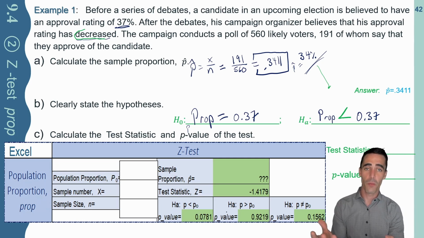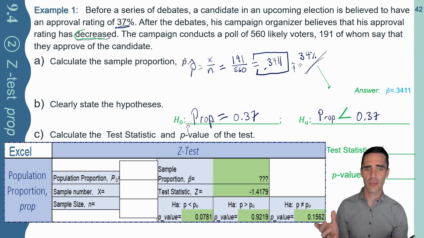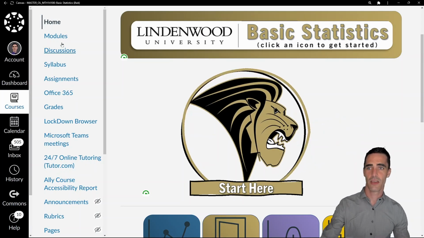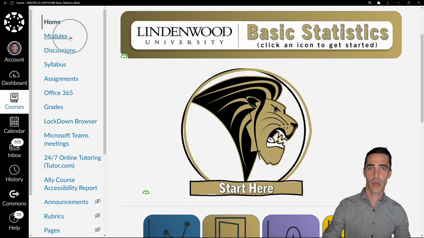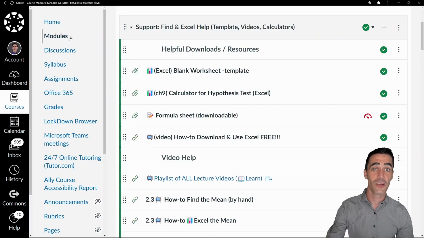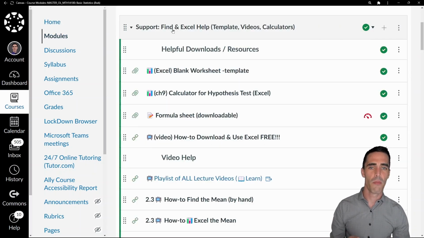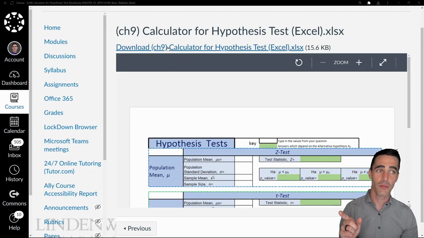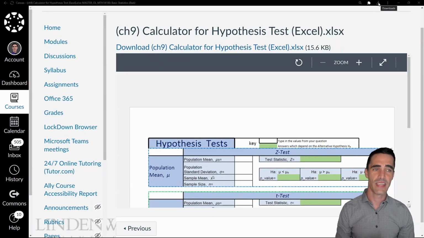If you'd like, you can open up this template calculator and practice along with me. If you're wondering where that is, go to Canvas, and your course should look something like this. Go over to Modules at the top left. After you click that and it loads, you should find a module about Excel help and support. Look down the list for the calculator for hypothesis test. Click that, click the download option, and you should see Downloads in the upper right.